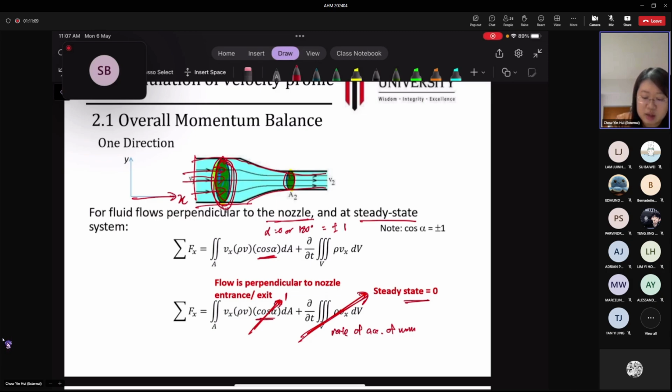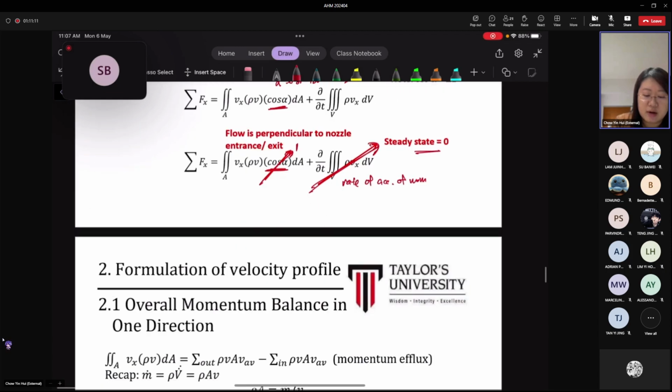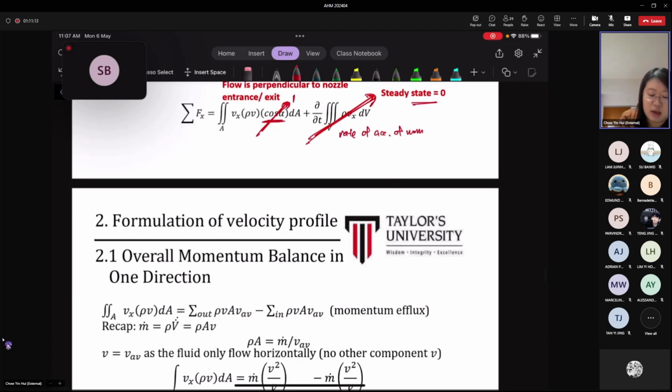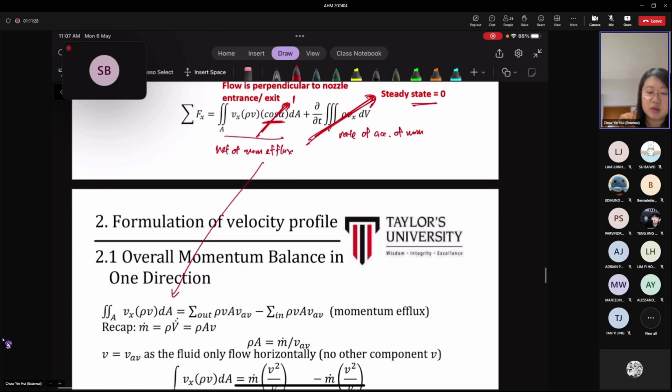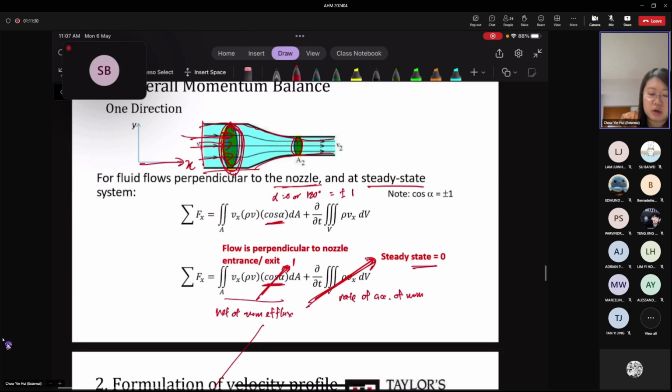And you see later in the next slide, all right? So you can compare here, okay? So this term here, we also call it the net of momentum efflux, as mentioned just now, the net of rate of momentum efflux. Okay, so it's then simplified into this form here, right? Because the flow is perpendicular to the cross-sectional area.